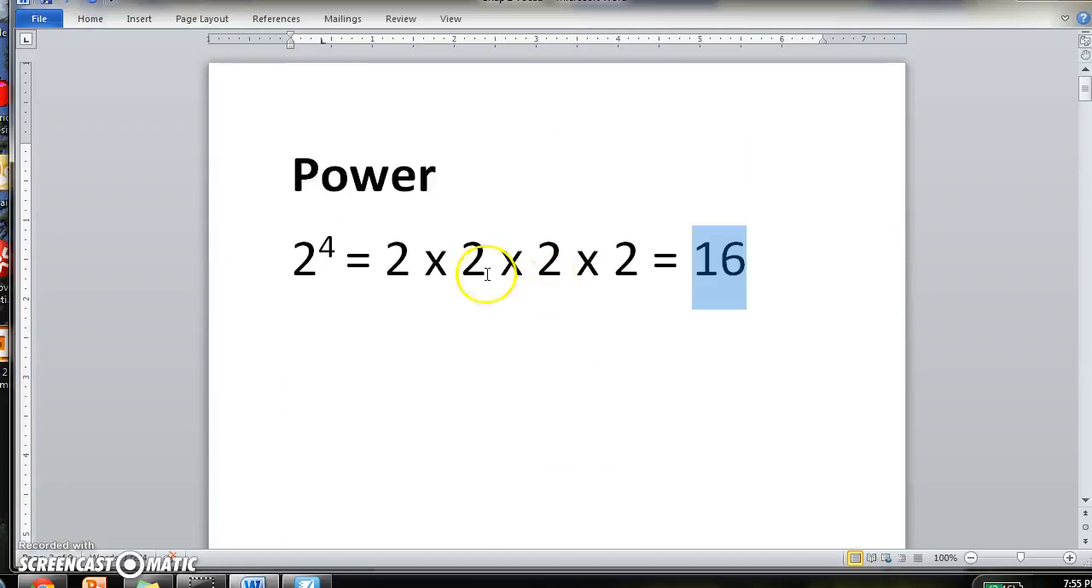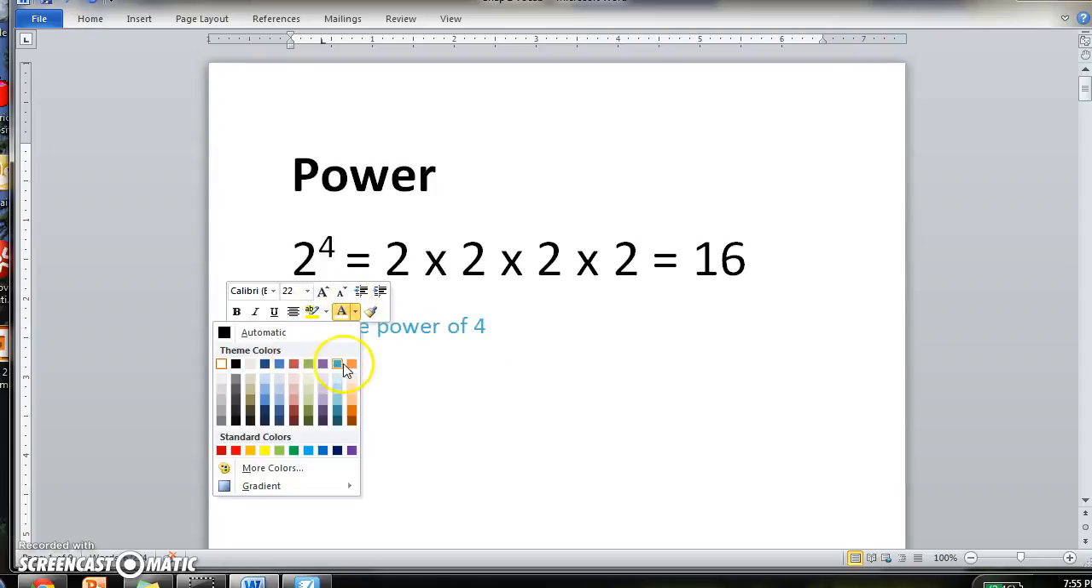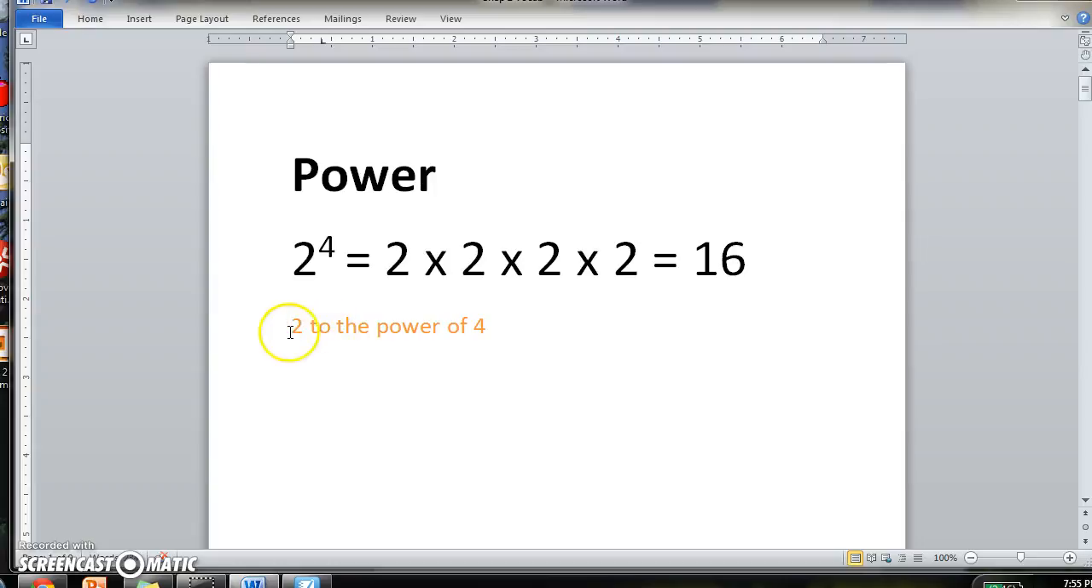So how would we say this? Well, we'd say it, let me get it on my, let's go orange. 2 to the power of 4. 2 is our base number. 4 is our exponent.